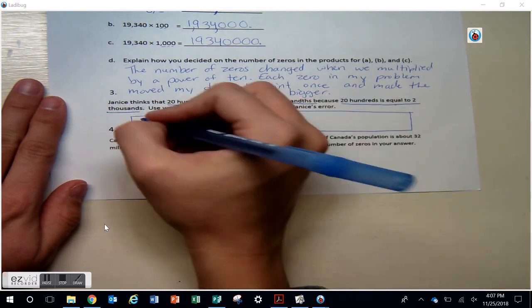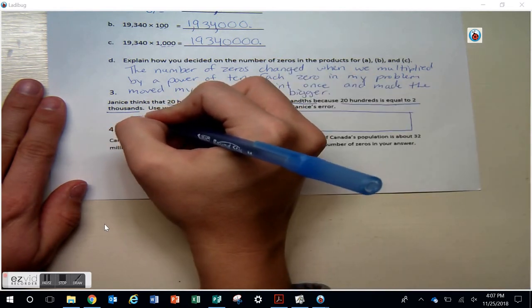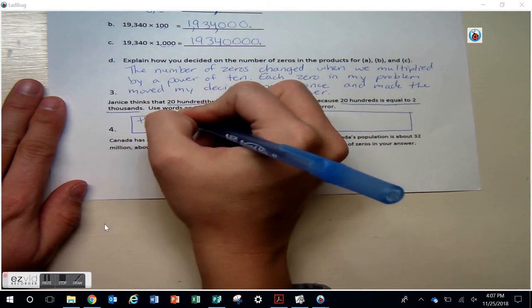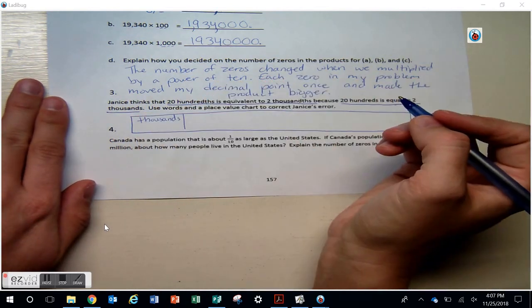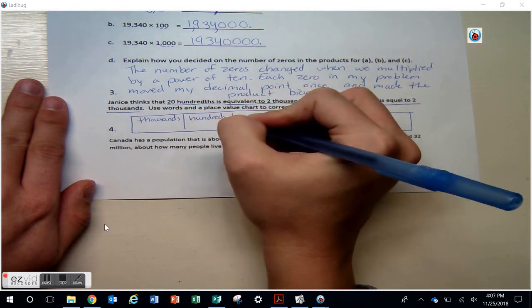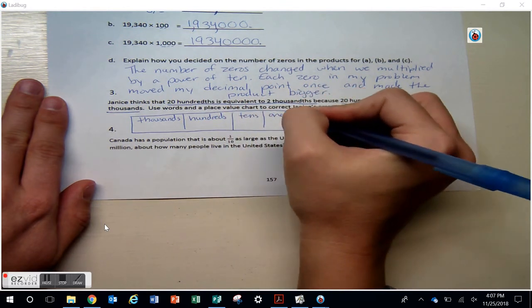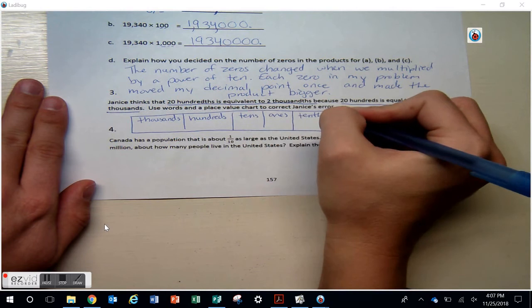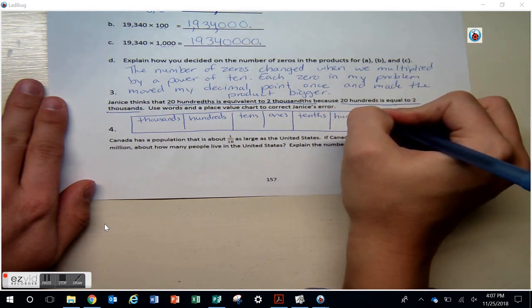So we're starting with thousands. Notice that's not a snake number, no THS at the end. Thousands, hundreds, tens, ones, tenths. Those are snake numbers. Hundredths and thousandths.